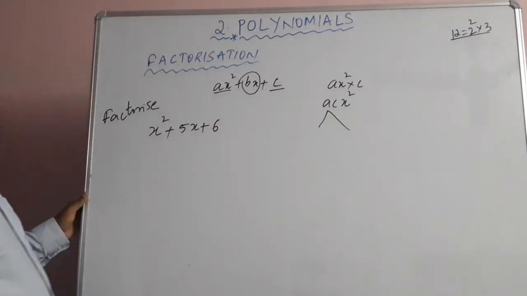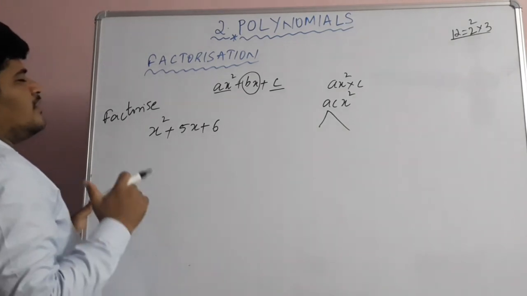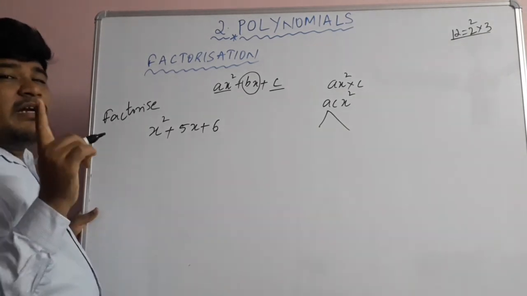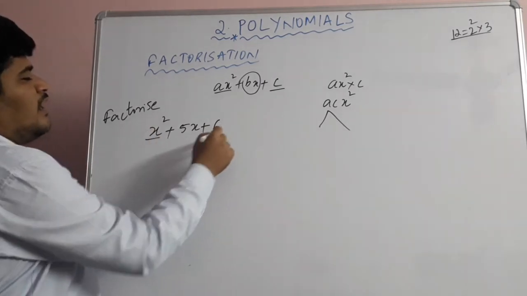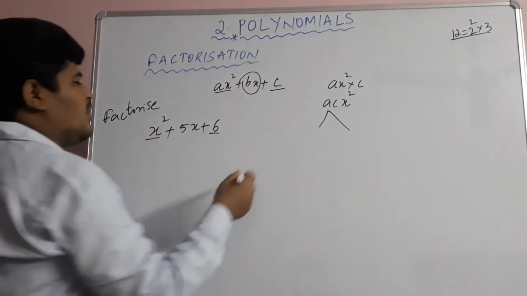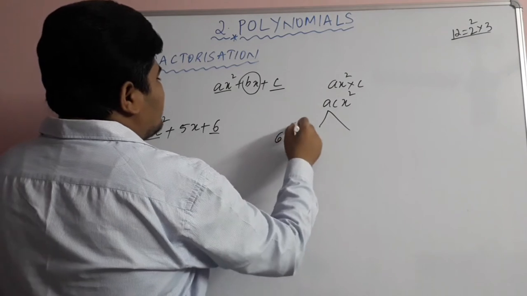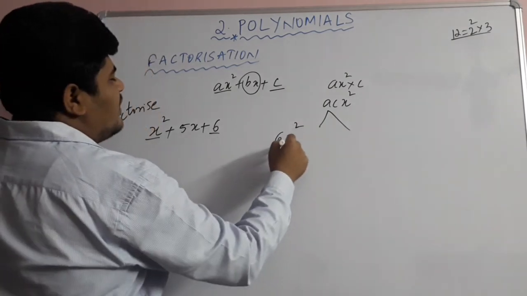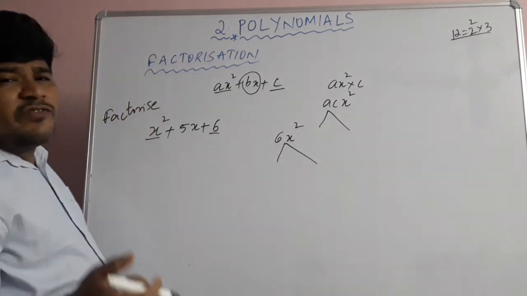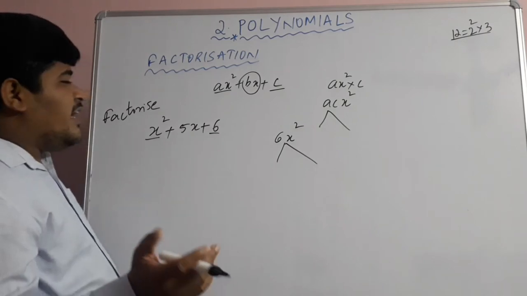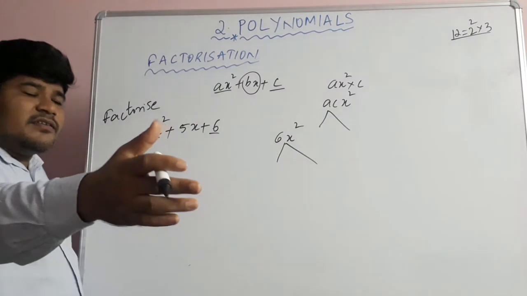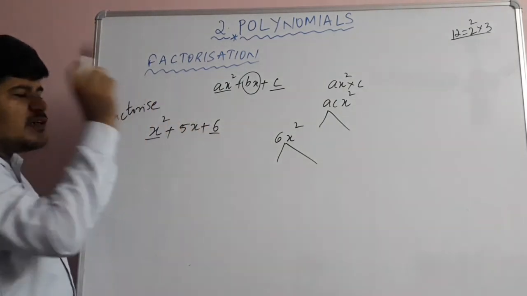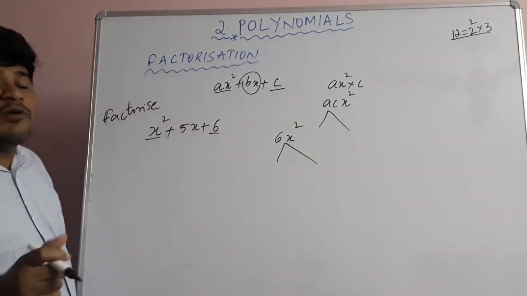So children, this is a polynomial, right? And what I am telling you, step 1: take the product of the first term and the last term. The first term is x square, the last term is 6. So what is the product of 6 and x square? 6x square. Now children, we need to take the factors of 6x square in such a way that either the sum or the difference should be equal to the middle term of this quadratic polynomial.